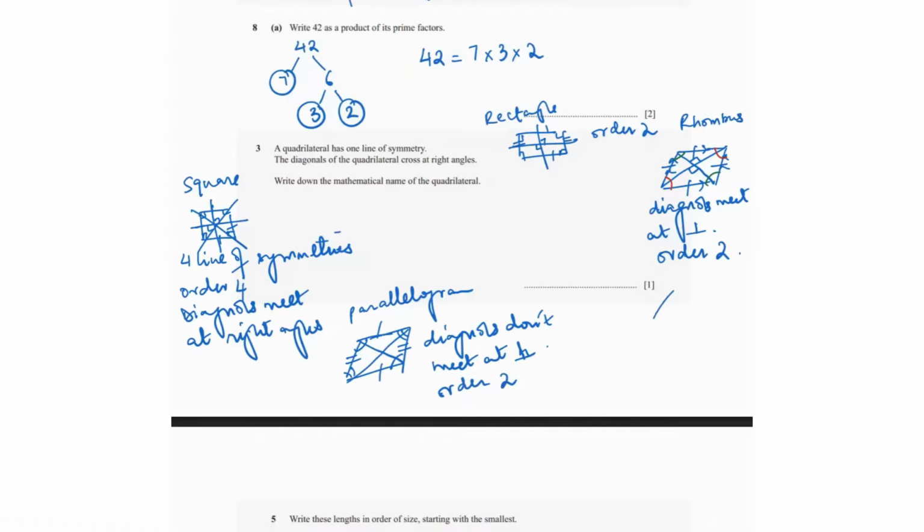Fifth quadrilateral I want to talk about is your kite. Now, in a kite, the top two sides are equal and the bottom two sides are equal to each other. The diagonals are meeting at right angles for this as well. And these two angles are equal. The kite has one line of symmetry and its rotational order of symmetry is also 1.